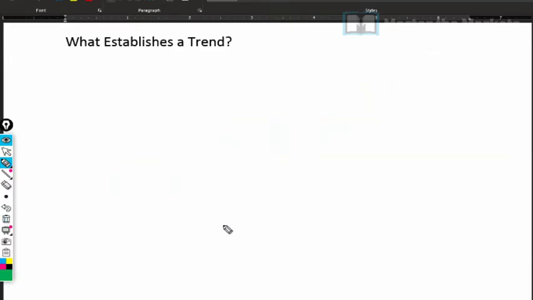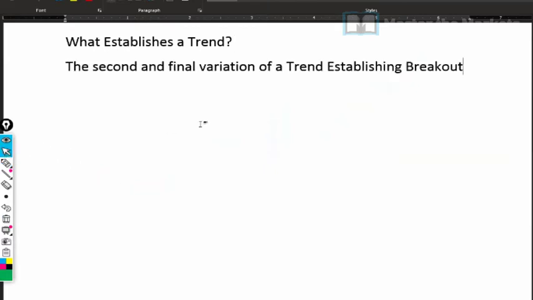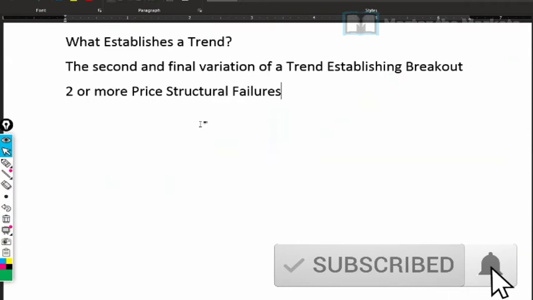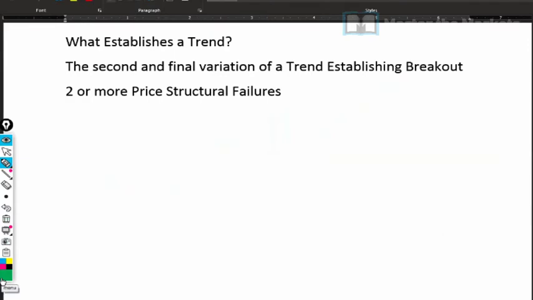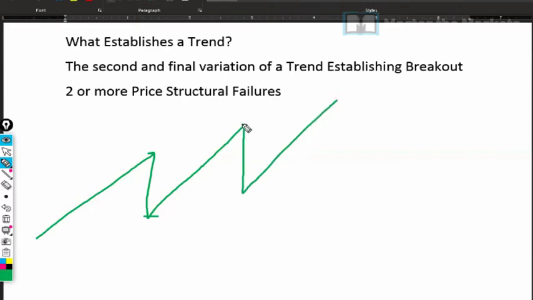So today we're going to look at the second and final variation of a trend establishing breakout, and this one is called two or more price structural failures. So again, this is the second and final variation of a trend establishing breakout, and let's jump into it. So here's how it looks. Again, we have the same setup as an established trend breakout.